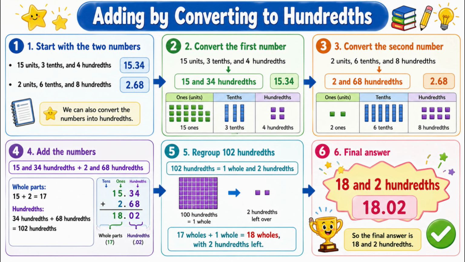The whole parts give 17. The hundredths give 102/100ths. 102/100ths is equal to 1 whole and 2/100ths. So the final answer is 18 and 2/100ths.